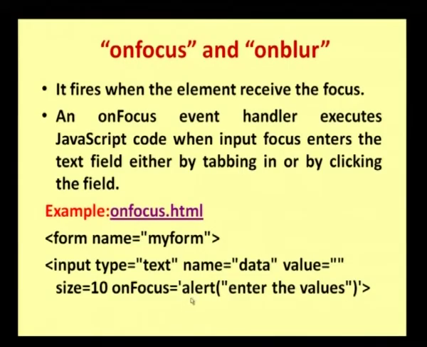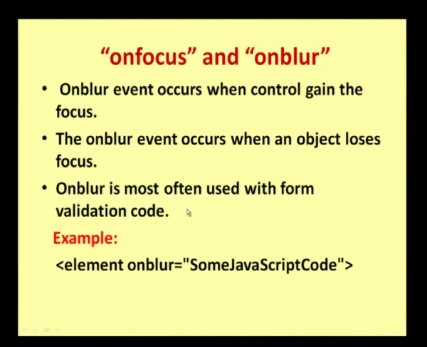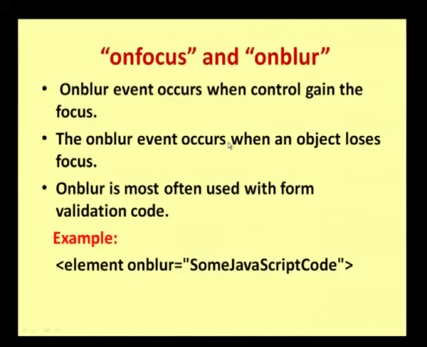The next type of event is the on blur event. The on blur event occurs when an object loses its focus. It is also often used in form validation, like on focus. Here also we can embed it in the element, on blur equal to whatever event is to be handled, for a text field or whatever it is.